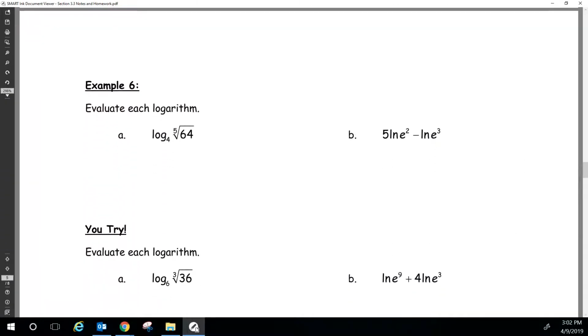Moving on to example number 6. If I've got a log base 4, I'm going to try to write this argument into a base of 4 as well. If I can make this guy into a base of 4, then it's just going to be equal to the exponent. So first I'm going to say this is actually 64 to the 1/5 power. Because remember, the nth root of a number is going to be in exponent form, x to the 1 over n power. So since this is the 5th root, it's 64 to the 1/5 power.